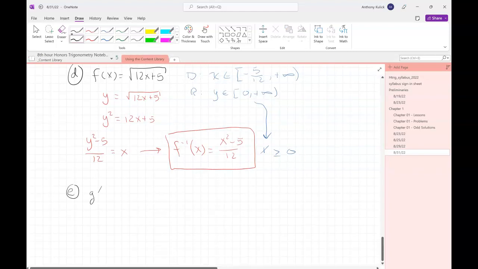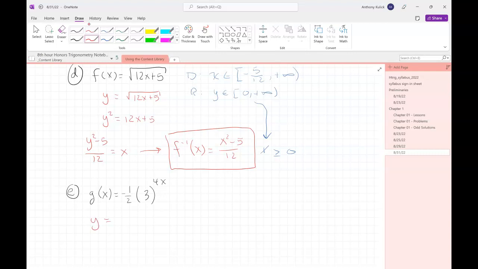E. What type of function is G? Where is the x located? In the exponent, so it's an exponential function. Great. So, what's an exponential function look like? Just a hyperbola that passes a horizontal line test, nothing to worry about here.